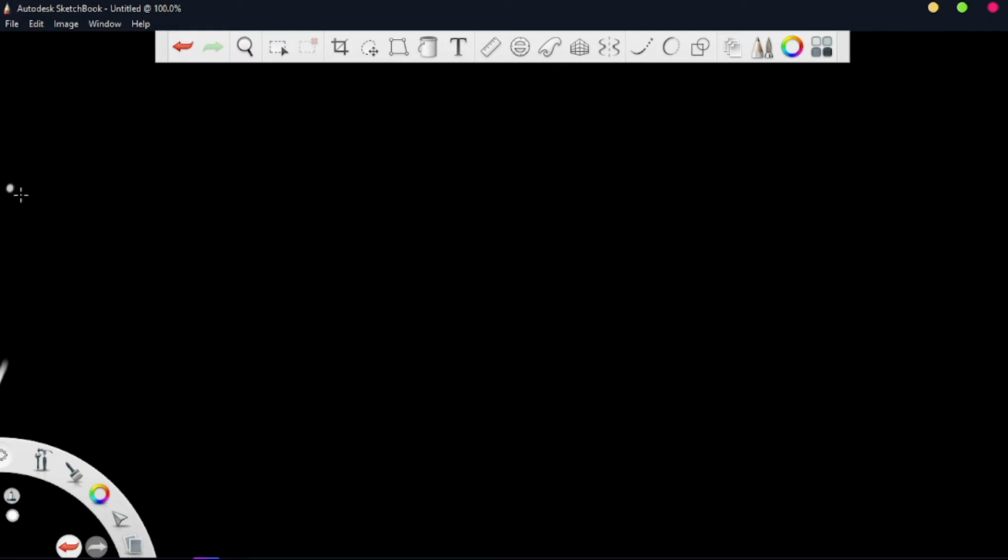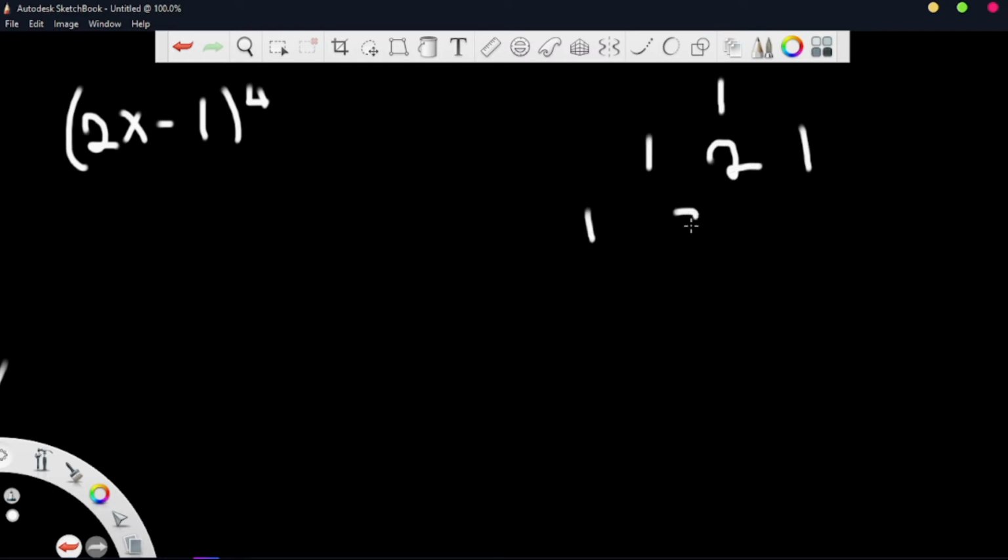Let's say we have been told to expand (2x minus 1) to the fourth power. Again, you can draw your Pascal's triangle to know the coefficients that you're going to be using. You're going to have 1, then 1, 1, then 1, 2, 1, then 1, 3, 3, 1, and then 1, 4, 6, 4, and 1. So this is for your power 4.